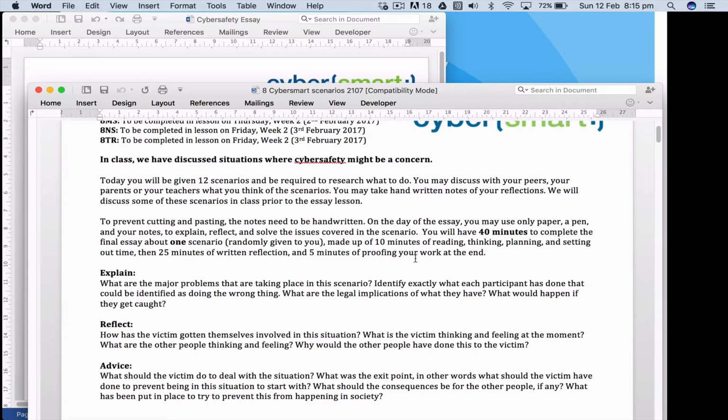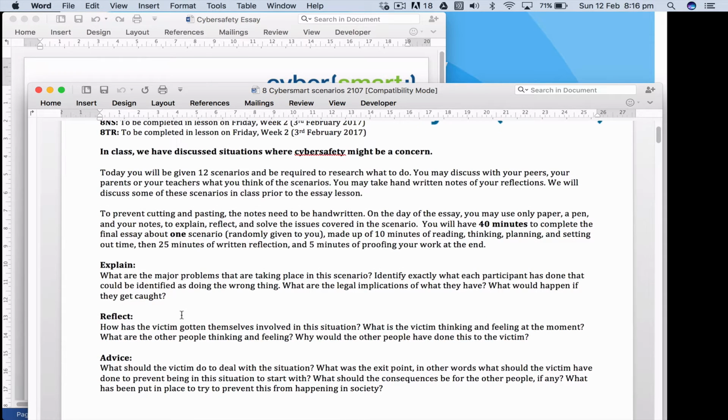It also allows me to look at the handwriting because there's a lot you can learn from looking at students' handwriting. The three things the students have to do: explain what the scenario is that's taking place and work out what's being done and what's gone wrong. They have to reflect on how the victim got themselves in the situation and why each person did what they did, and also what the victim and the other people are feeling, and then what advice they've got. What advice does the student have for the people in the situation, and what's the exit point? In other words, for the student that had all their stuff deleted, what was their exit point? What could they have done to prevent it?